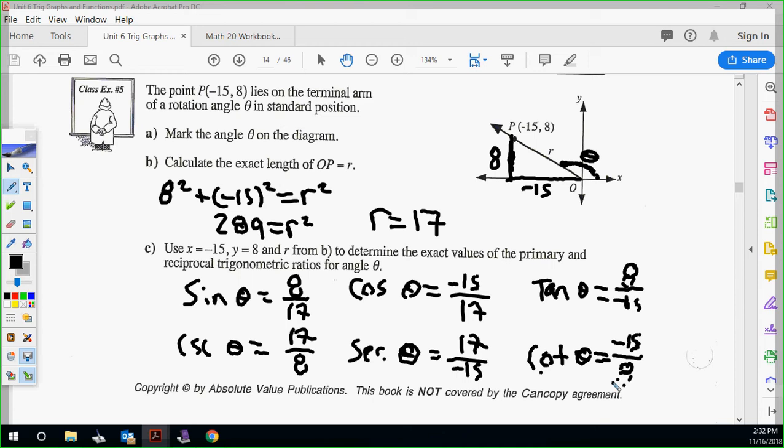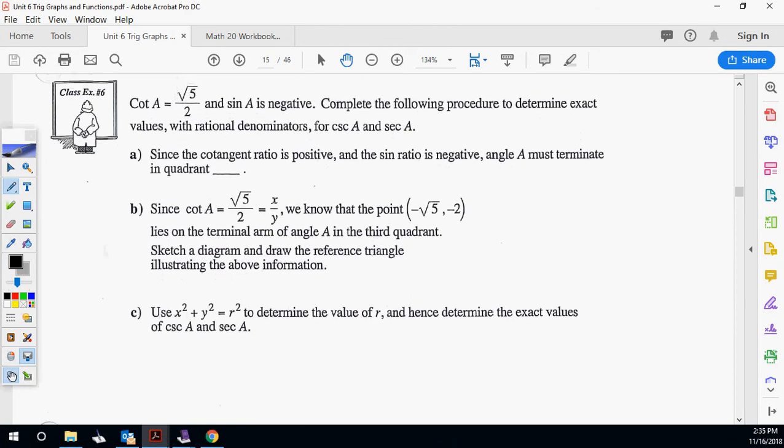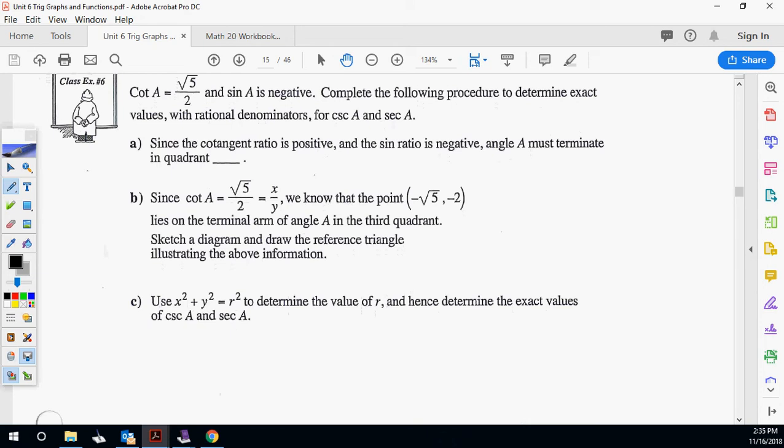Okay. All right, and one last piece here. Cotangent A equals root 5 over 2, and sine A is negative. Complete the following procedure to determine the exact values of the rational denominators of cosecant A and secant A. Since the cotangent ratio is positive and sine is negative, angle A must terminate in which quadrant?